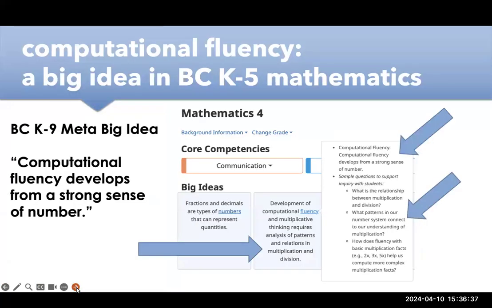So where does computational fluency live in our curriculum? It's one of the 5 big ideas across kindergarten through grade 9. When you go to the website, it's the second one. So number concepts is first, and then computational fluency or operations is second. So you can see here the meta idea that crosses K to 9 is that computational fluency develops from a strong sense of number. Students can't be fluent with computation if they don't understand place value or how numbers relate to each other. Also, under that big idea, there are some inquiry questions to support investigations with computational fluency.